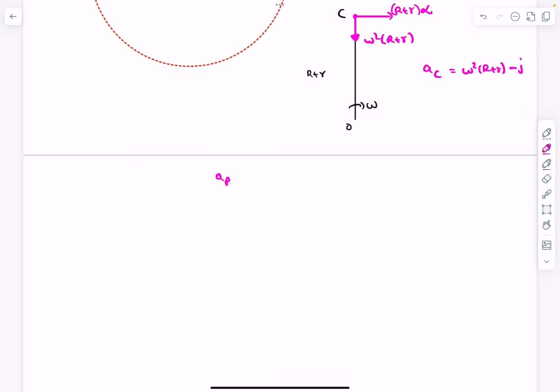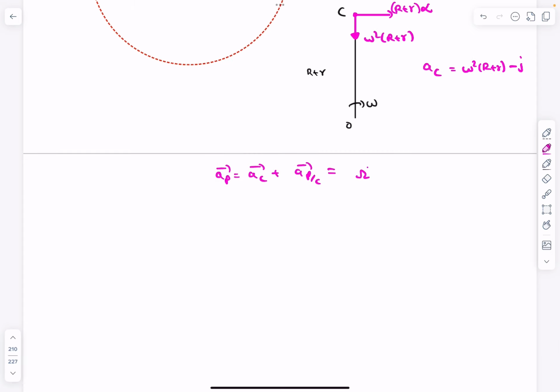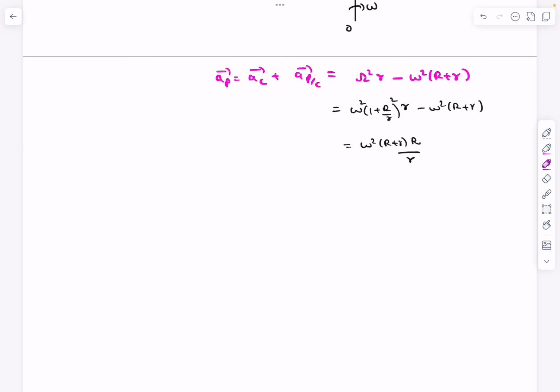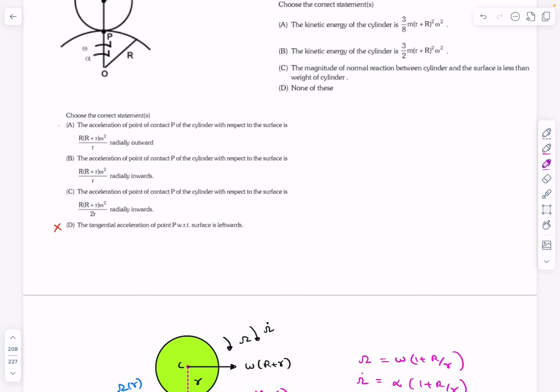So AP is going to be AC vector plus AP with respect to C vector. So this will be omega squared r minus omega squared times capital R plus small r. So now we'll substitute the value of omega into this equation. Okay, so if you remember, after solving, we'll get the answer as this particular value. Now here, if you observe, we took the upward direction as positive. So this is in the upward direction. Okay, so that actually corresponds to option A, and the direction is radially outward.